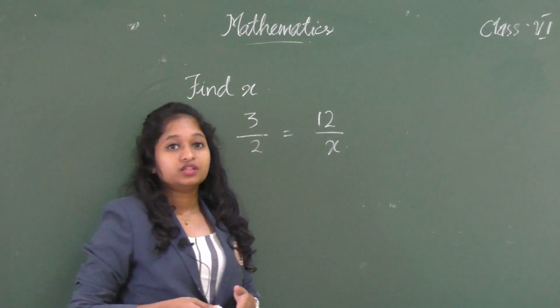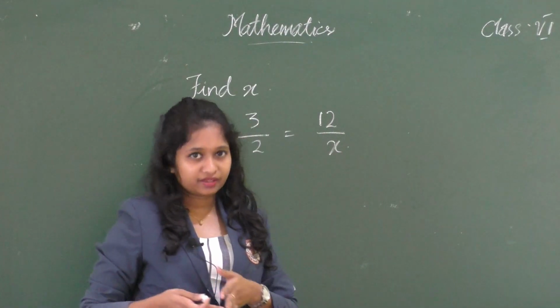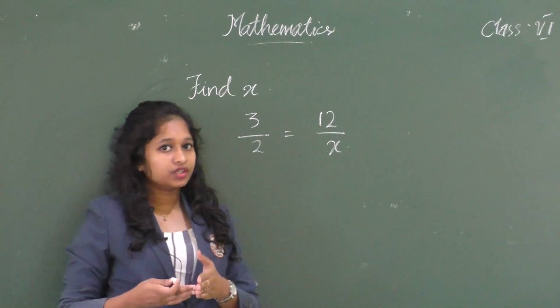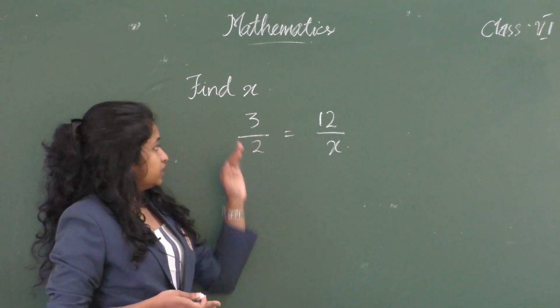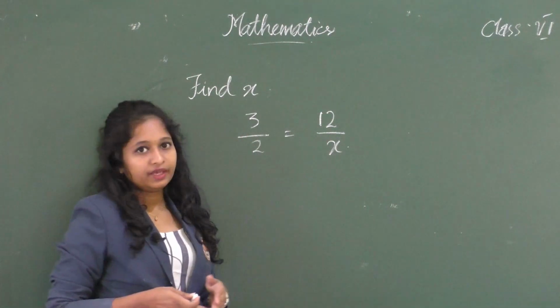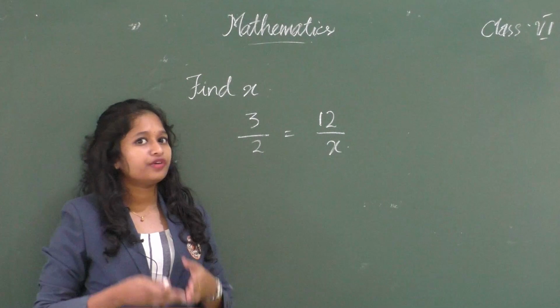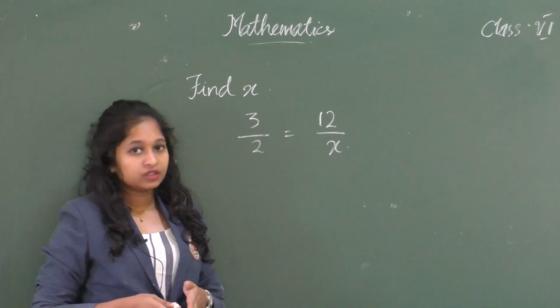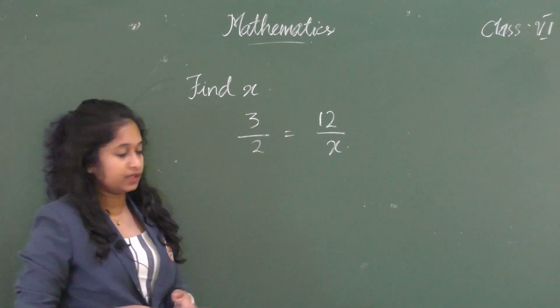You may find a question to find x. Here it is said that 3 by 2 is equivalent to 12 by x. How to find x now? You have to cross multiply.